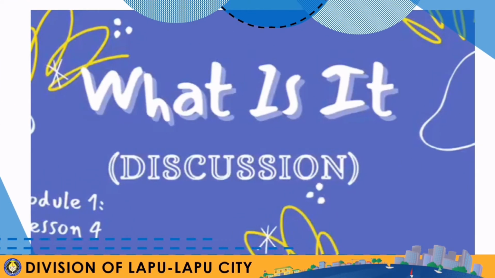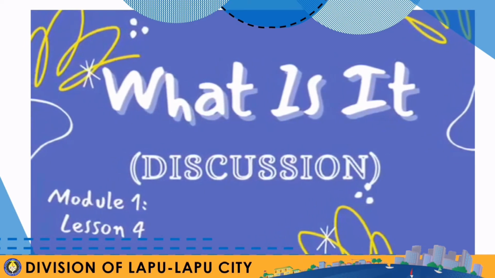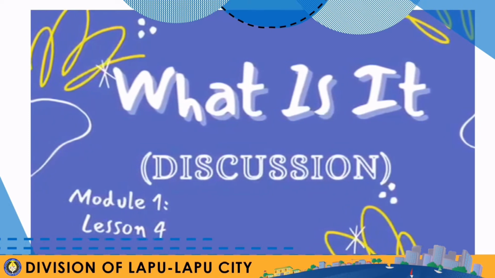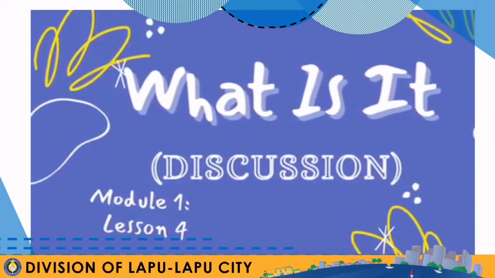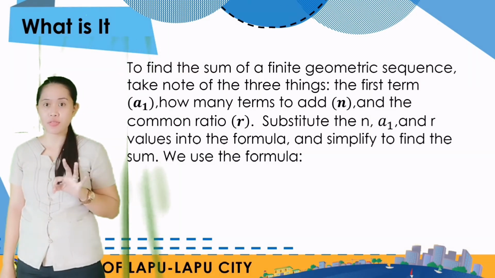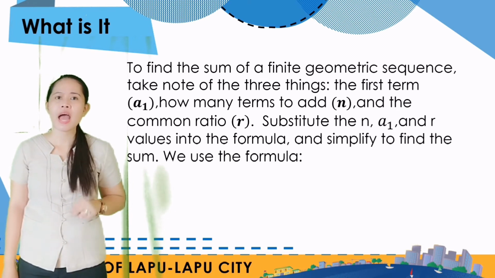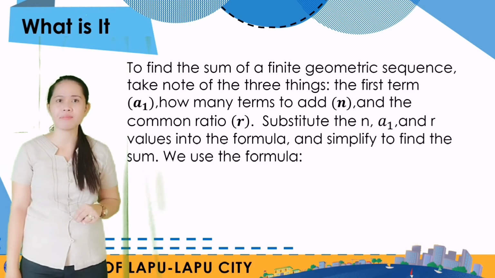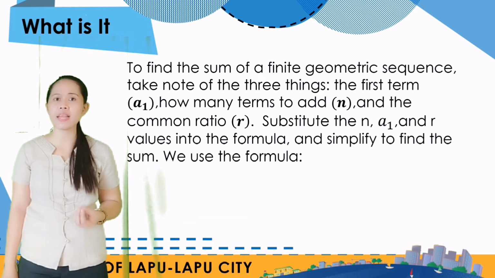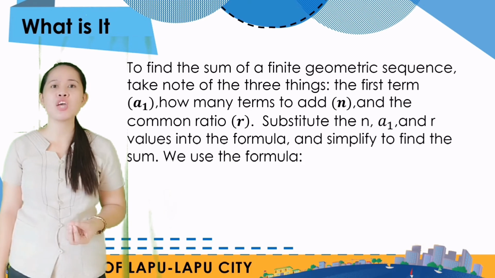To ensure your understanding for this week's lesson, we are going to give more examples. Let's go for the discussion part. To find the sum of a finite geometric sequence, take note of these 3 terms. The first term, a sub 1. Second, how many terms to add? That is our n. And third, the common ratio. Substitute n, a sub 1, and r values into the formula and simplify to find the sum.